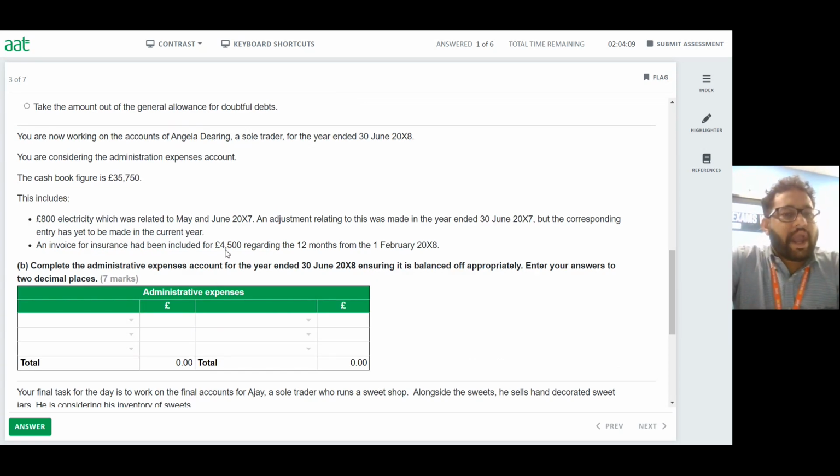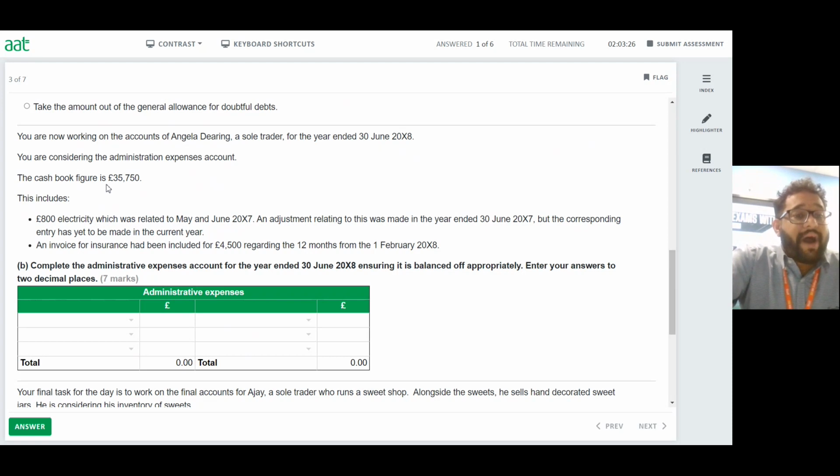You are now working on the accounts of Angela Deering, a sole trader, for the year ended 30th of June 2018. You're considering the administration expenses of the account. The cash book figure is 35,750. So that means this is the amount they paid for that year. Okay, so this expense was paid out from the bank, 35,750. They're also saying this includes £800 electricity, which was related to May and June of 2017. So therefore, this amount was for the previous year. Previous year means this year started on 1st of July 2017 to 30th of June 2018.